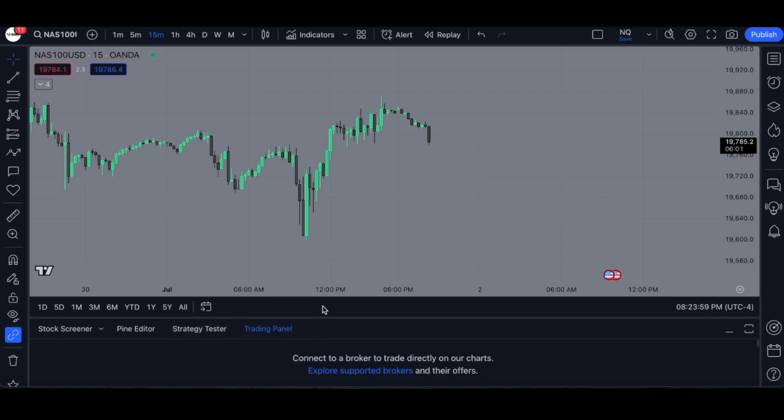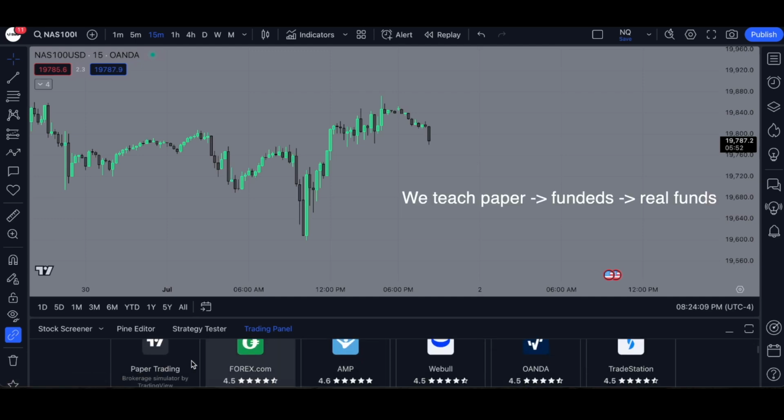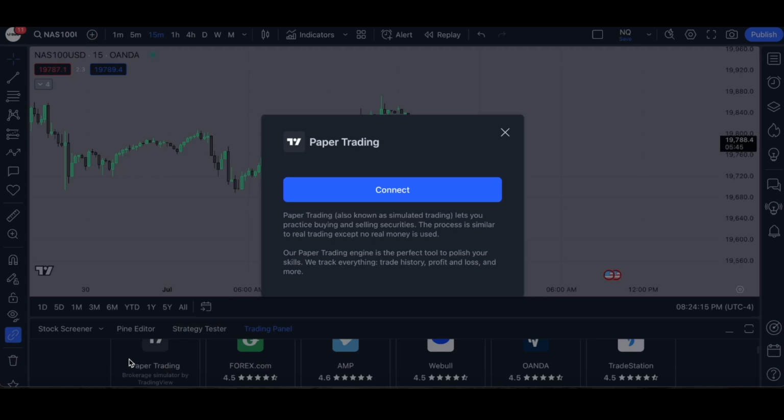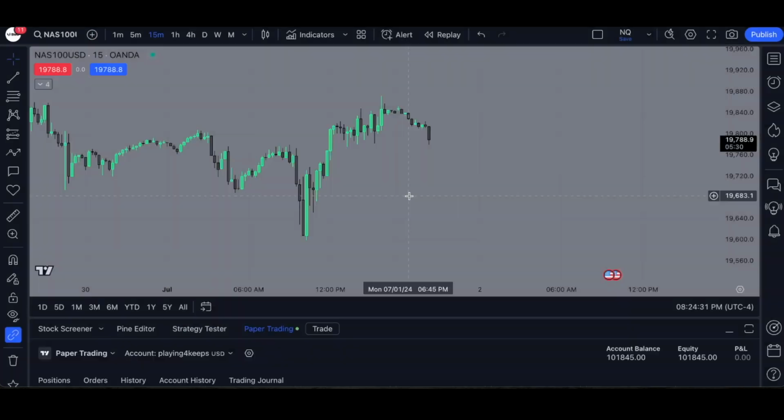but the trading panel is where you connect your broker to trade your money. And obviously we're not going to start you with real money. So the first thing we're going to do is paper trading, which is a simulated trading environment. You're simply going to click on this and connect. This is what you'll be trading until you complete the course and get a funded account. This is how you're going to practice and test everything.